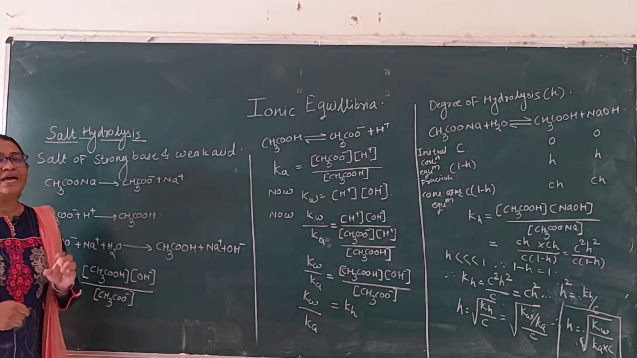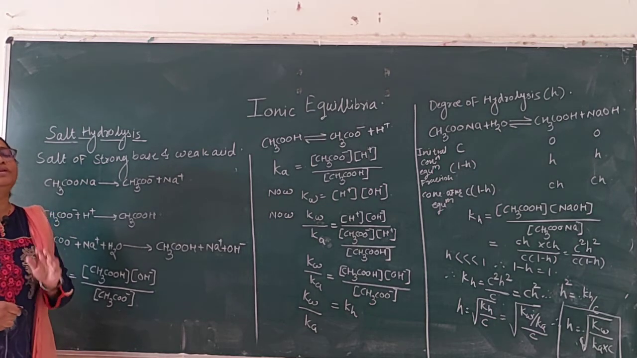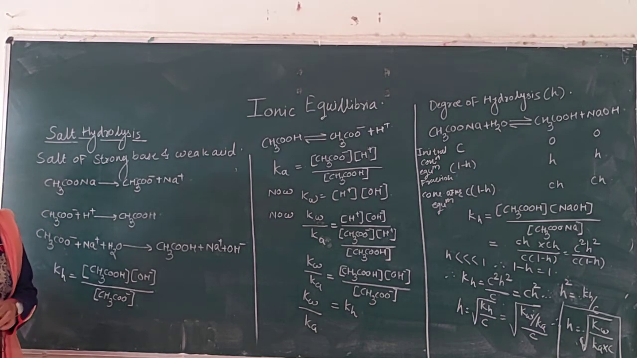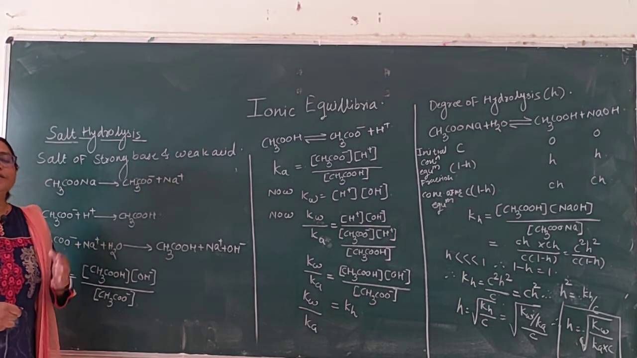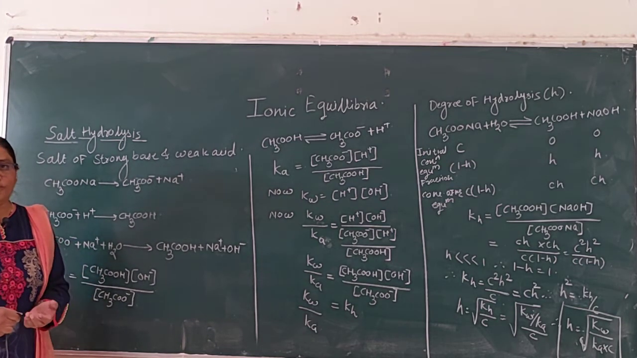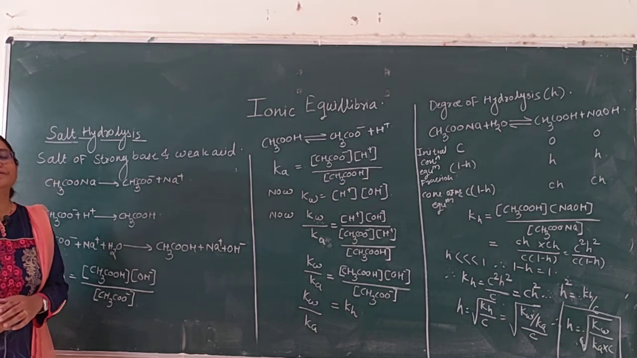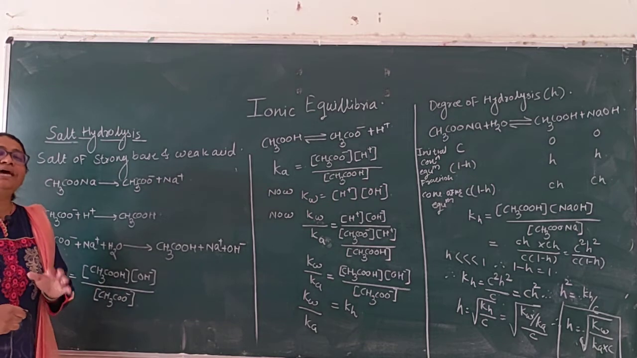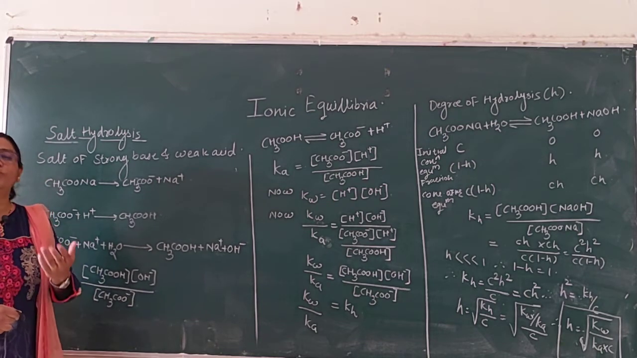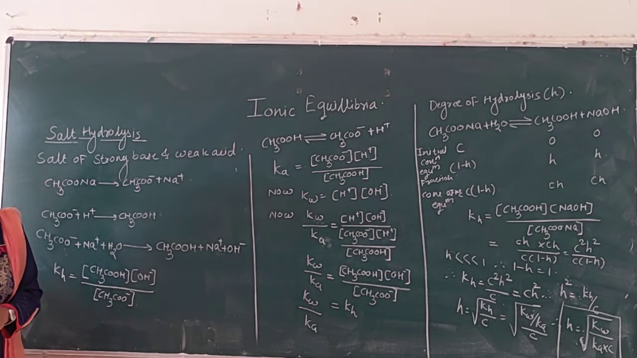the type strong acid and strong base does not undergo the hydrolysis reaction. When they are dissolved, they just get dissociated and their ions are formed. Hydrolysis is nothing but the reaction of the cations and anions of the salt with water, and that is simply called hydrolysis.